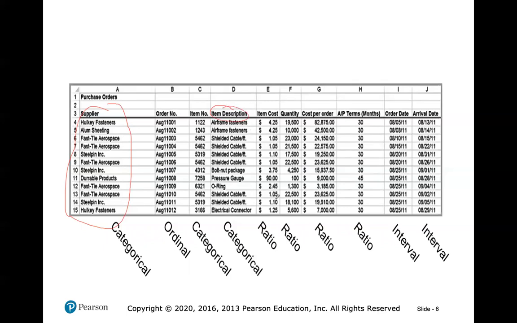And then you have your ratio data. Clearly, as you can see, the ratio data tends to be the numbers. And then you have your dates, which tend to be the interval data. And then you have your ordinal data, which is a sort of ranking, for example when an order took place. So this is the kind of data you have.